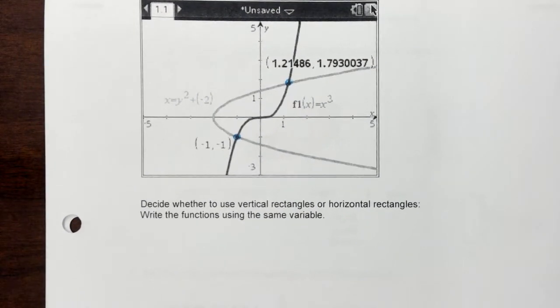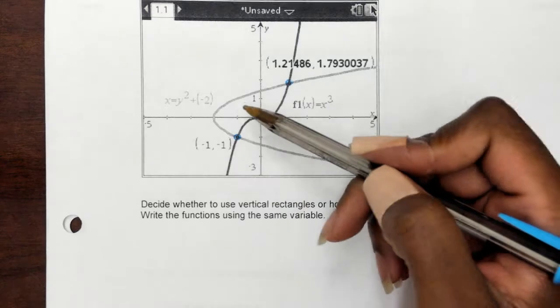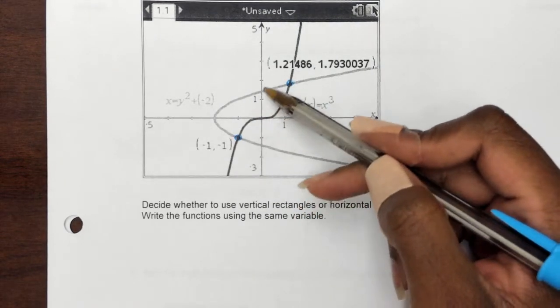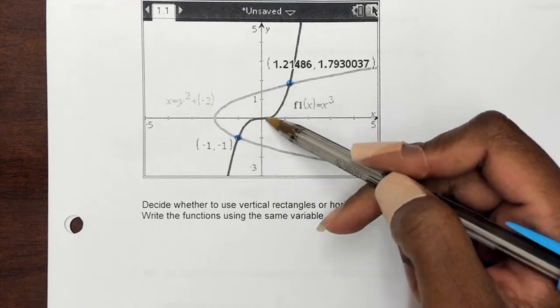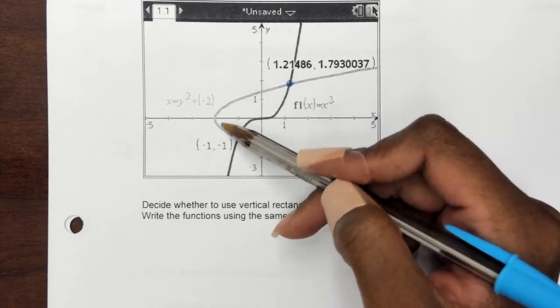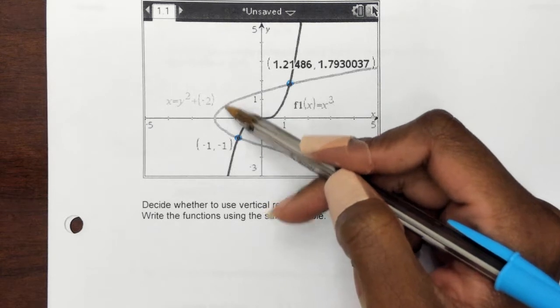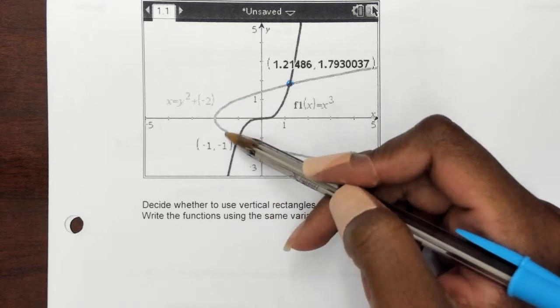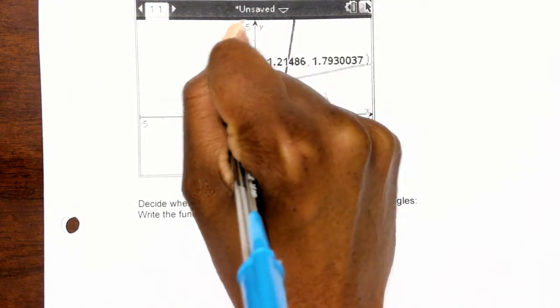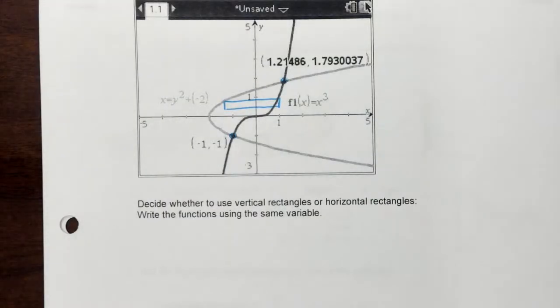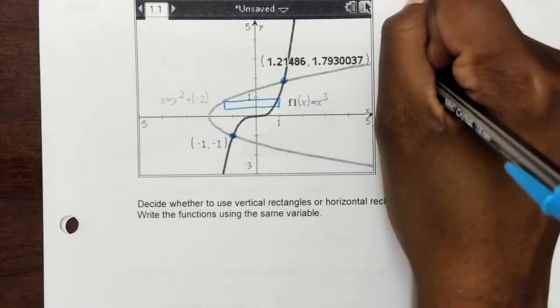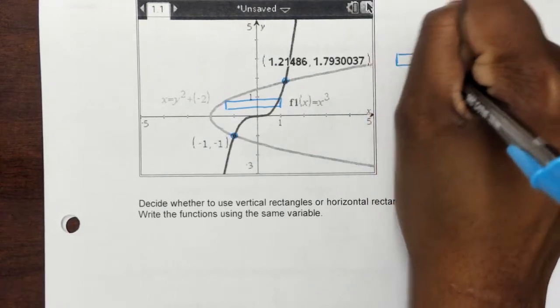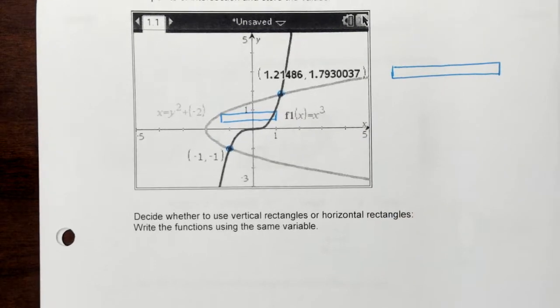Our second step is decide whether or not to use vertical rectangles or horizontal rectangles. If we were to use vertical rectangles here, we'd be fine on the right side, right? We would take our upper minus our lower, but when we get over here, our upper and our lower are the same function. Because of that, a vertical rectangle would not make sense. So we're going to use horizontal rectangles and figure out how we would write this integral.